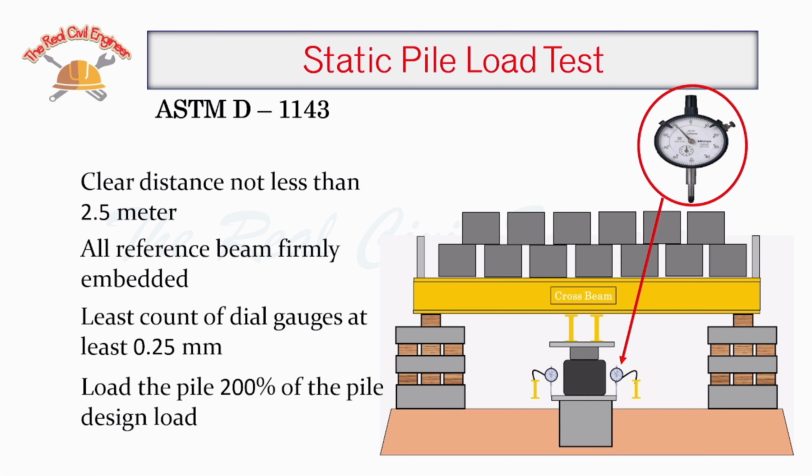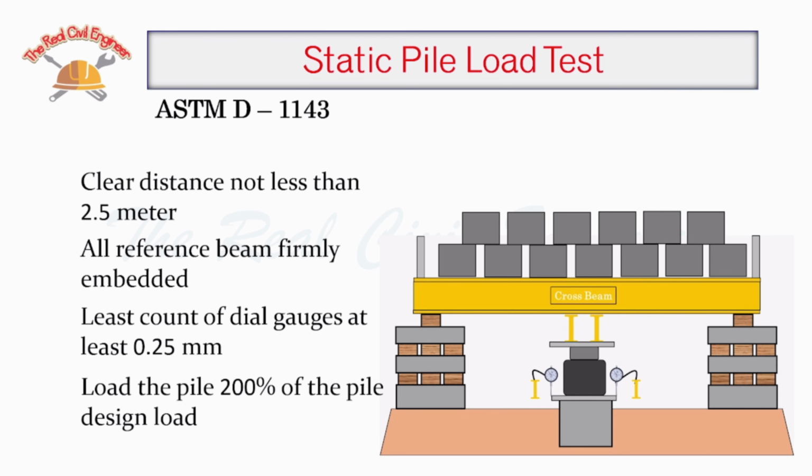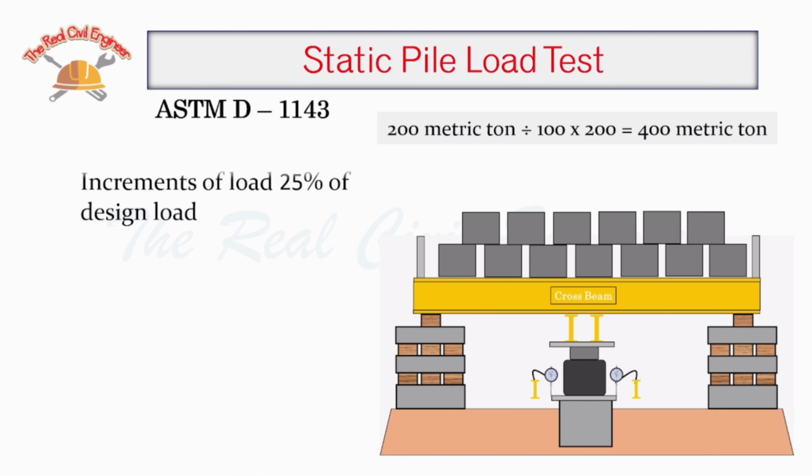Load the pile 200% of the pile design load for individual pile, 150% for group of pile. If the design load is 200 metric ton, test load is equal to 400 metric ton. Applying the load in increments of 25% of the design load. 25% load is equal to 50 metric ton.